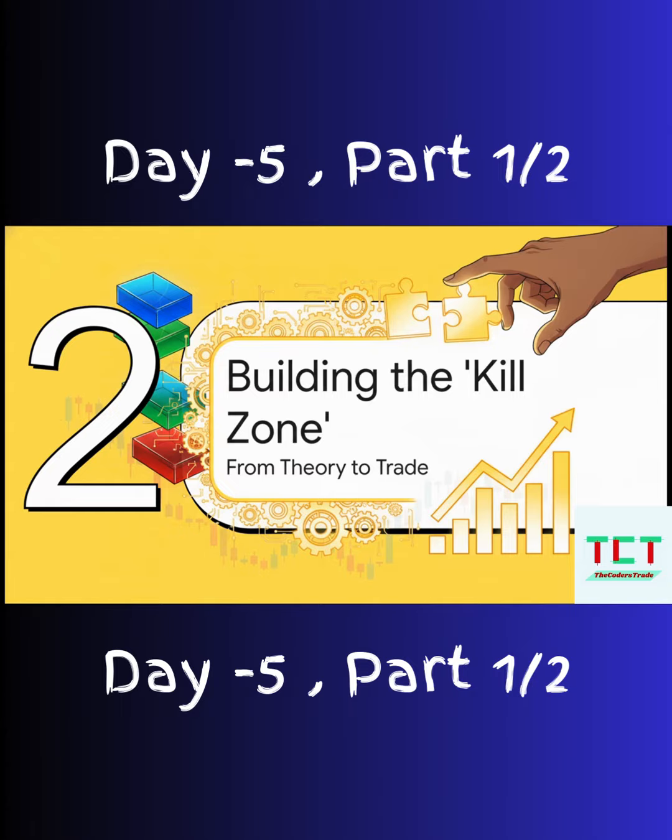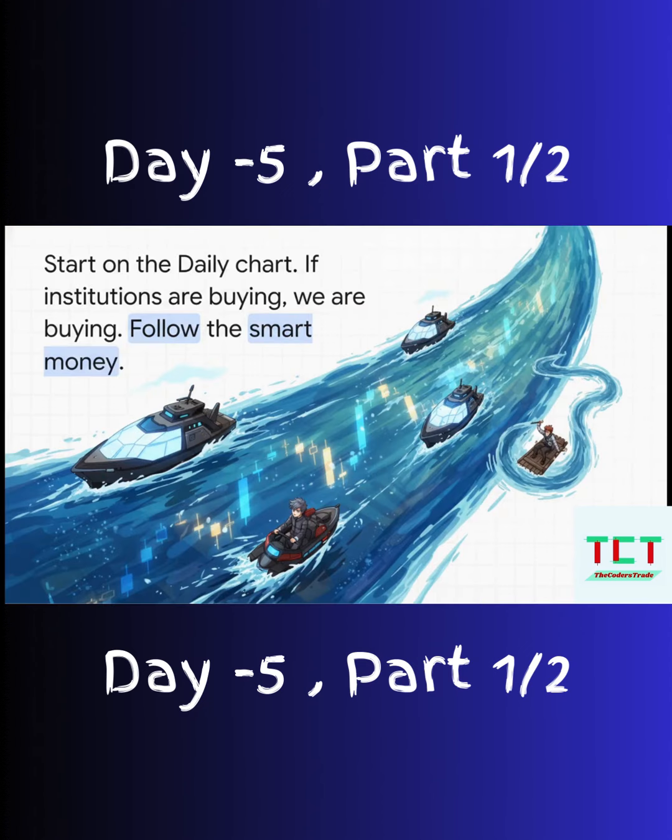All right, so let's see how this actually works. How do we go from these concepts, this theory, and turn it into a practical, repeatable plan that you can actually use to find trades? Everything, and I mean everything, starts with pillar one, the macro trend. We're going to start on the daily chart because we want to see what the big institutions, the smart money, are doing. If they're clearly buying, then we are only looking for opportunities to buy. We never ever fight the main current.